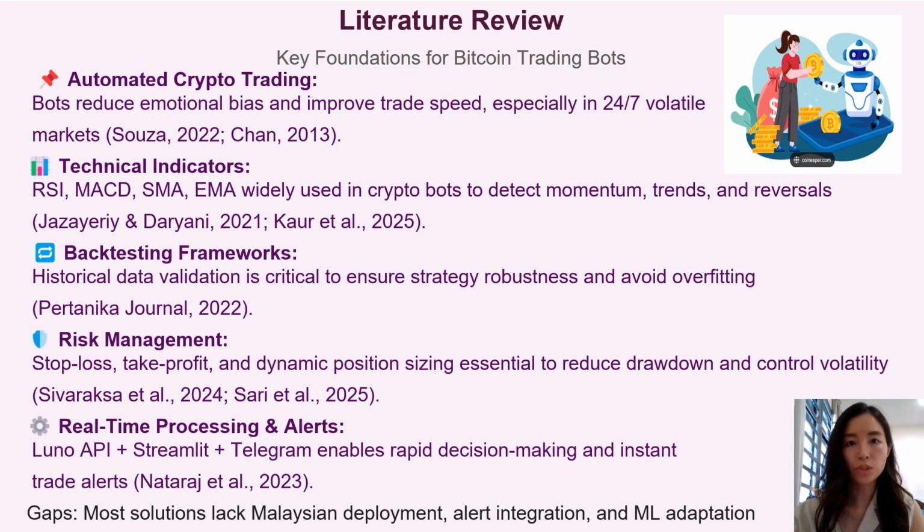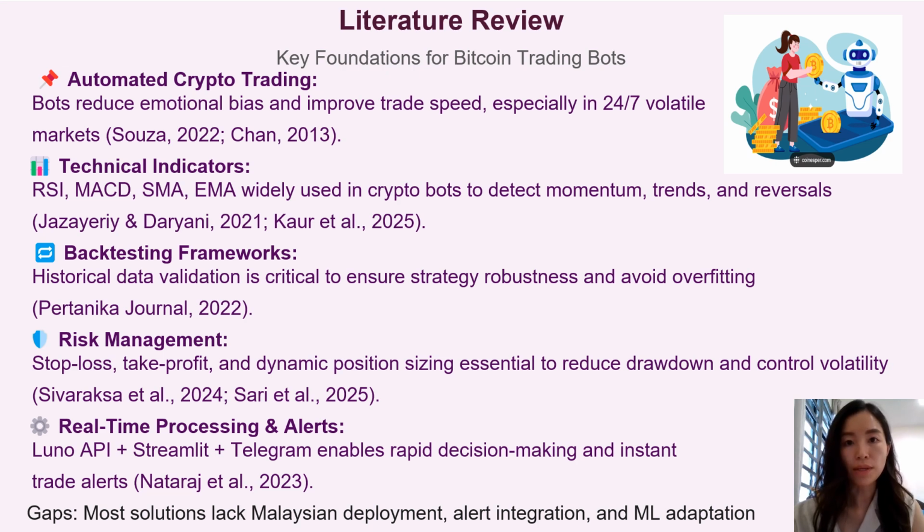In Chapter 2, Literature Review, we study key components of Bitcoin trading board design. First, studies show that automated trading reduces emotional bias and improves reaction speed. Second, we explore common technical indicators like RSI, MACD, SMA, and EMA. These are well-established tools in trading boards for identifying trends and reversals. Third, effective backtesting is critical. Research emphasizes that boards must be validated on historical data to ensure reliability and avoid overfitting.